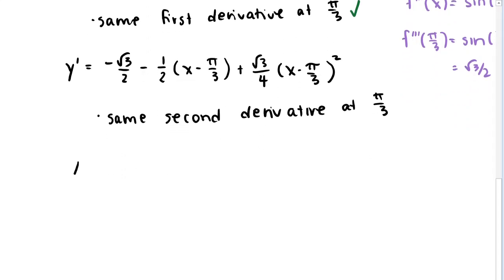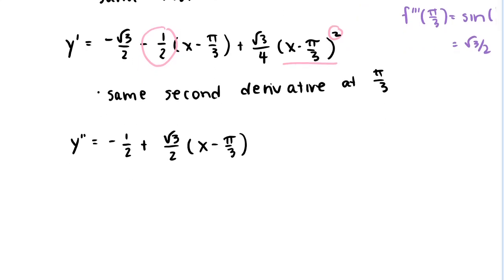Well, y double prime, here that constant term vanishes. We're just left with negative 1/2 plus the square root of 3 over 2, right, using the power rule again. We bring down that factor of 2, that cancels out with the part of our denominator of 4. We're just left with x minus pi over 3 multiplied to the square root of 3 over 2. And so here, if we evaluate at pi over 3, again, this part cancels out, and we're just left with negative 1/2, which is the second derivative evaluated at pi over 3 of our original function. And so here, this checks out as well.